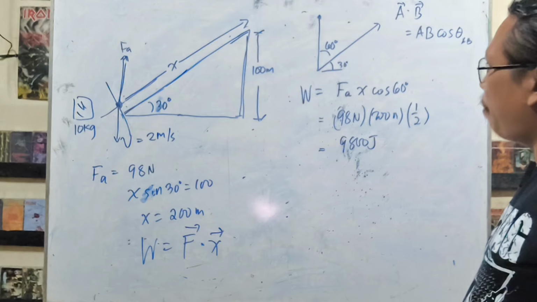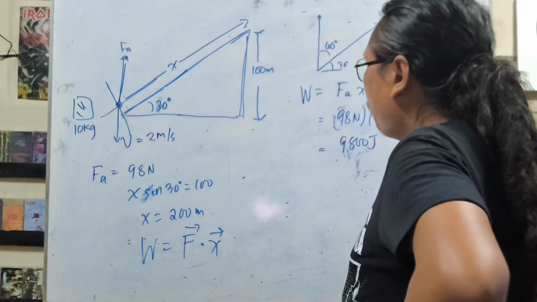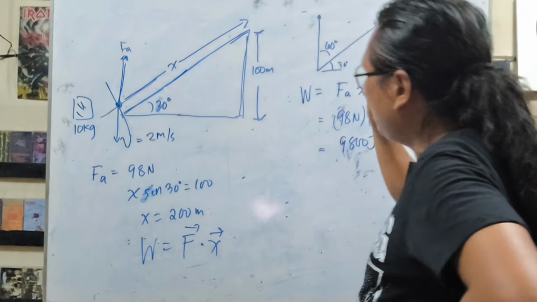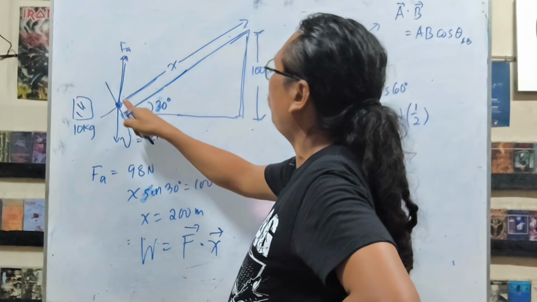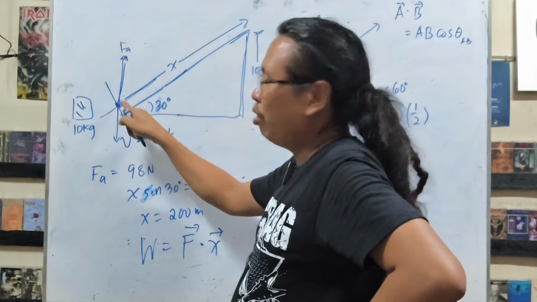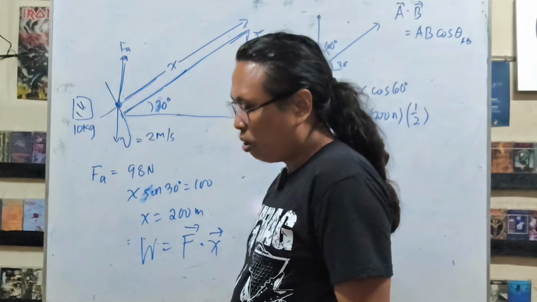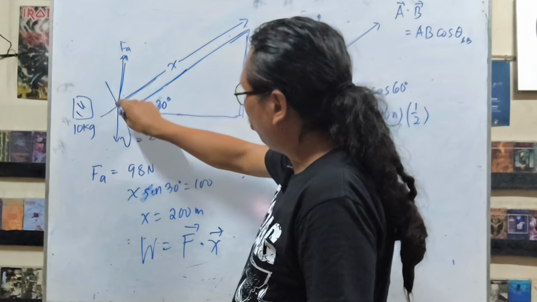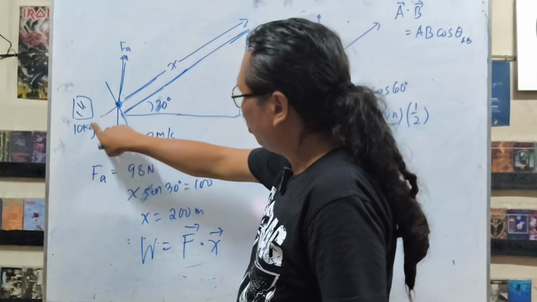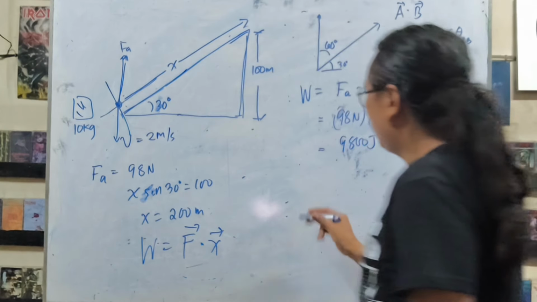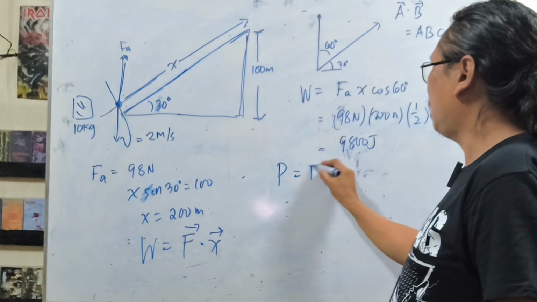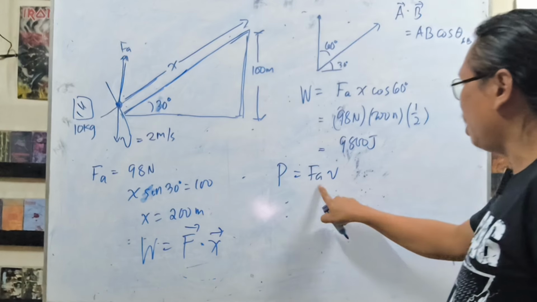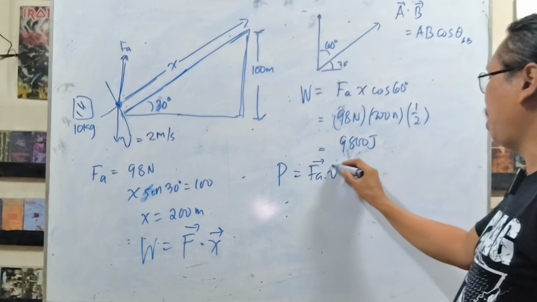Okay, now what's the power? Well, the power is the power that I need. If this was a machine, like an electric ramp, the power in order to load this 10 kilogram up to the top is just equal to FA times V. Again, this is FA dot V.